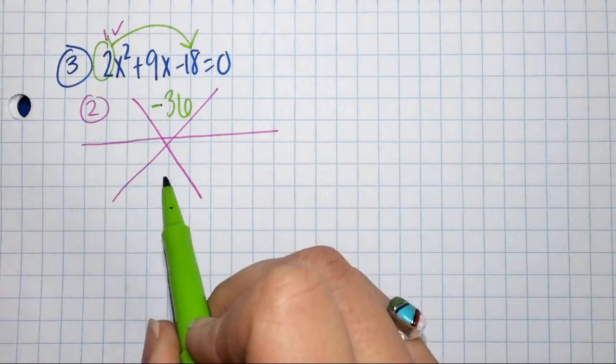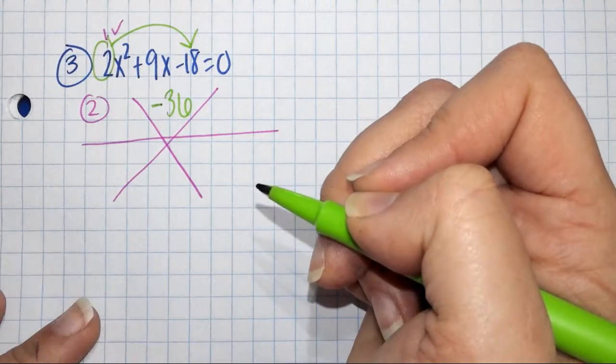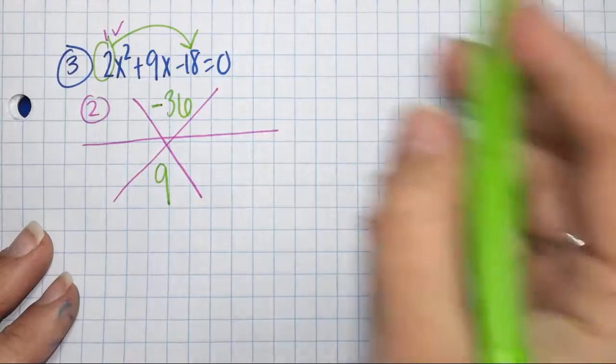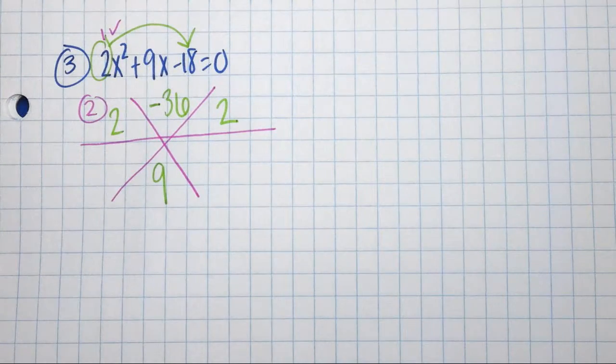All right, what goes in the bottom of our star? 9. In English, please. 9. Top, left, and right, 2 and 2. And then you see what goes in negative 36. I got 5 and 7. It's not 5 and 7. Negative 1.